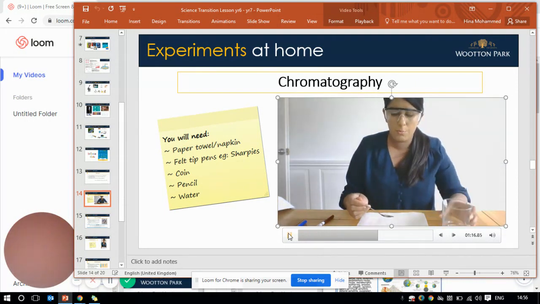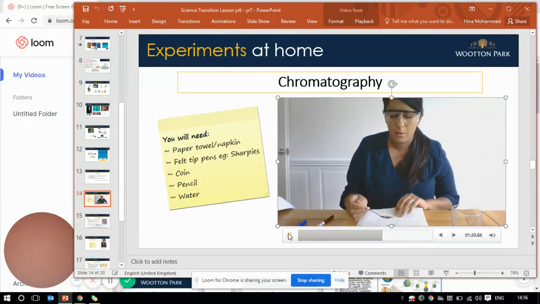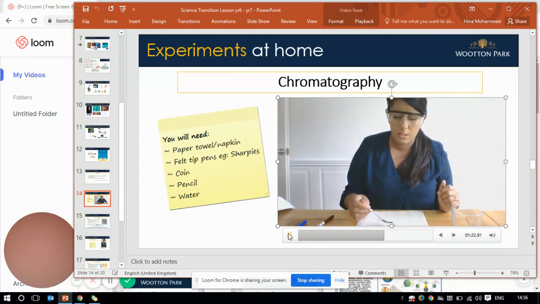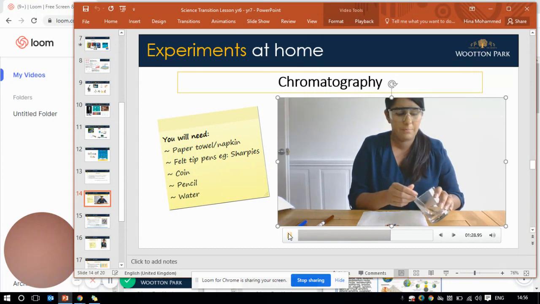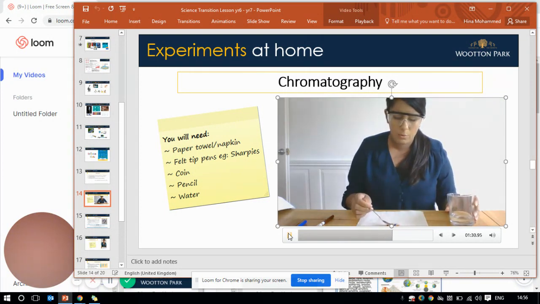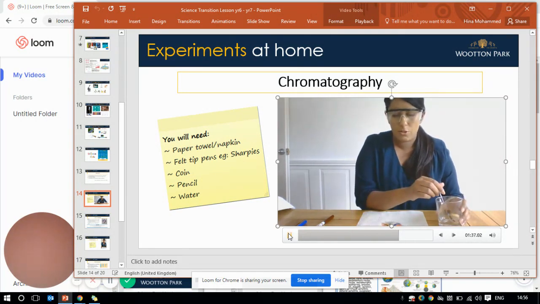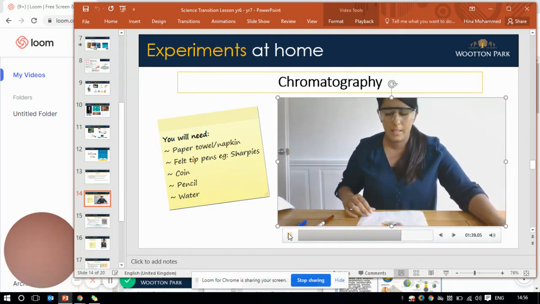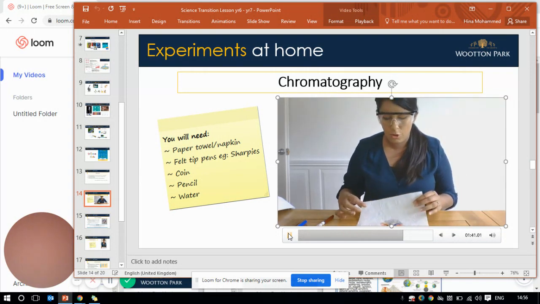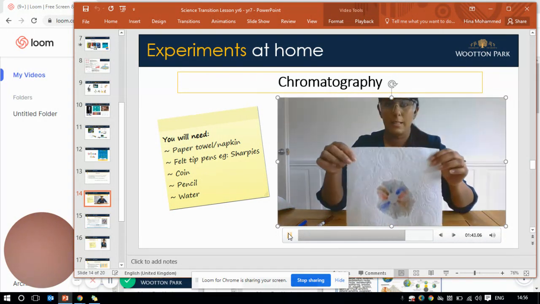So you need to drop water in the middle of the circle one by one and as slowly as you can and observe what happens. You should start seeing the colours spread. Now you can think about why does this happen? Also you can think about why do we need to use a pencil to draw the original pencil line. Okay, so you can keep adding a few drops until you see the colour spread, and this is what you should end up with.